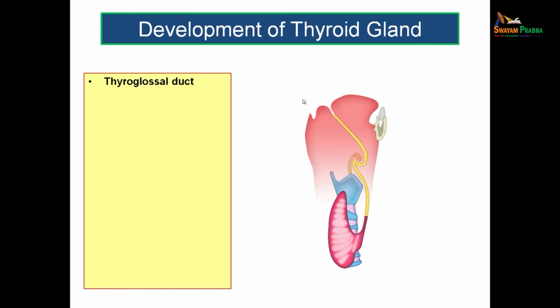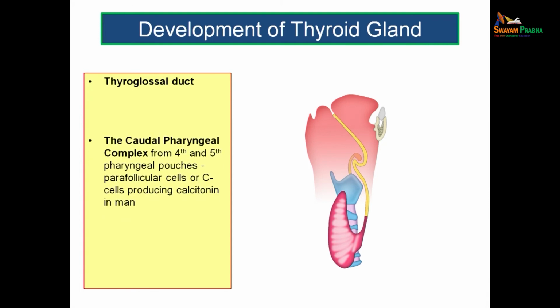Now let's see in particular the development of the thyroid gland. When you talk about the thyroid gland, it is derived from two main sources. One is the thyroglossal duct and the other one is the caudal pharyngeal complex. We have already mentioned that the caudal pharyngeal complex is formed by the fusion of the fourth and the fifth pharyngeal pouches. So the parafollicular cells or C cells, which produce calcitonin in man, are formed from the caudal pharyngeal complex, whereas the rest of the thyroid gland is derived from the thyroglossal duct. So this is the thyroglossal duct, you can see it. This is a lateral view. You can see it coming anteriorly and giving rise to the lobes of the thyroid gland.